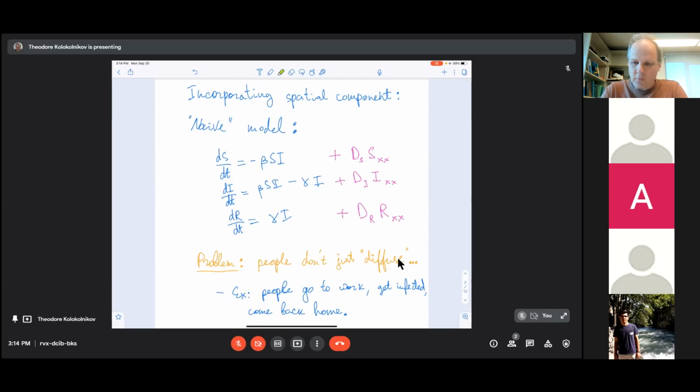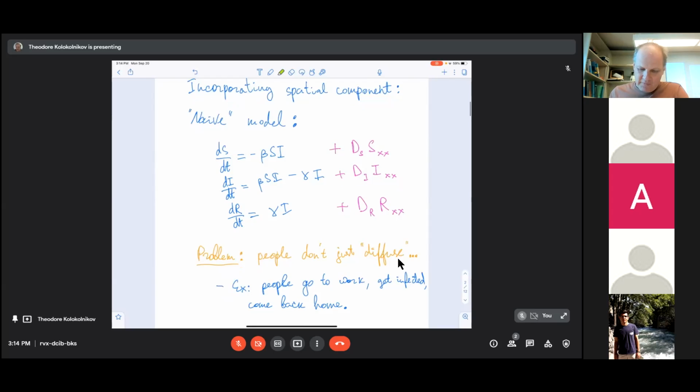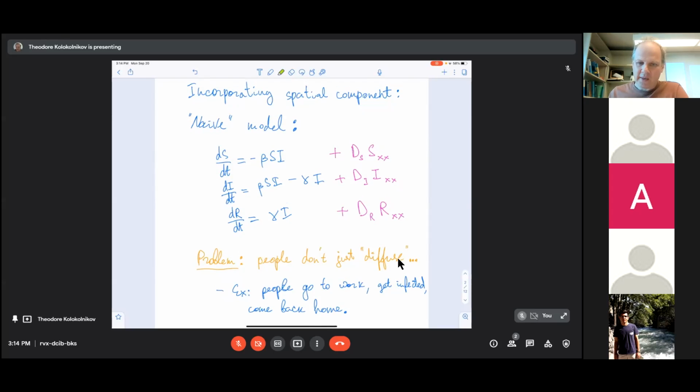Okay. What actually happens is that people go to work, and then maybe they get infected when they go to work, but then they return, they come back to where they came from, right? So they don't just diffuse or do random motion. They actually go somewhere, potentially get infected, then come back to where they came from. So that's very different from a diffusion. That's why I don't think this is an appropriate model.